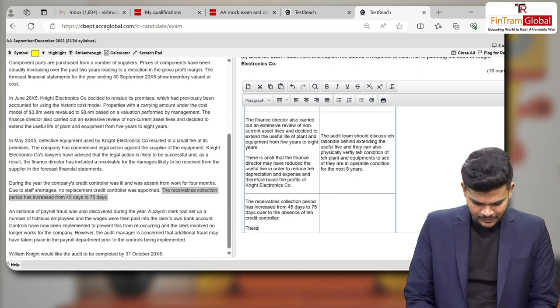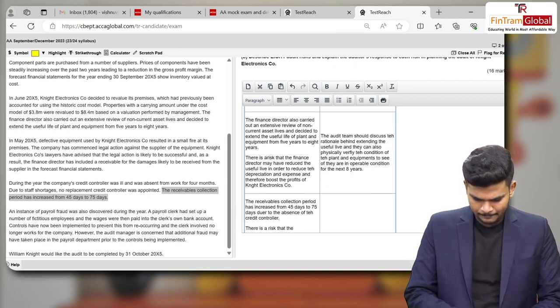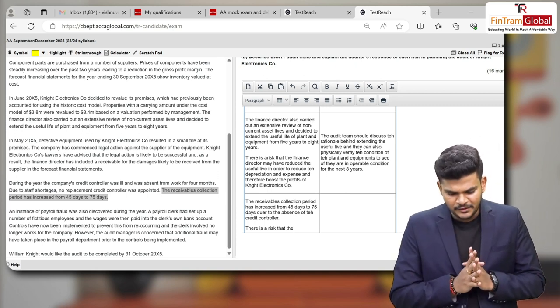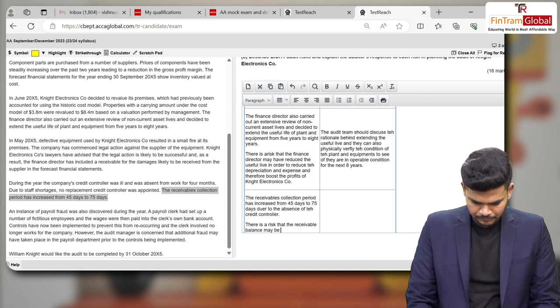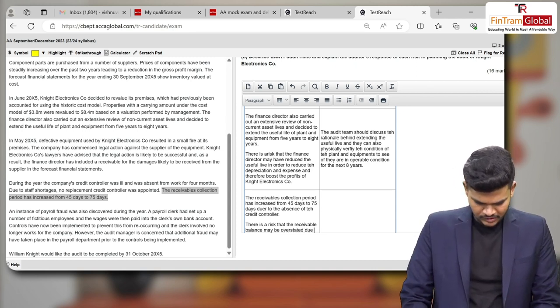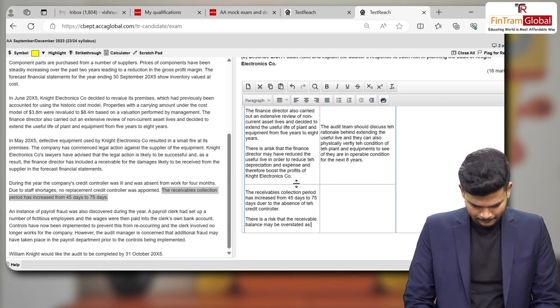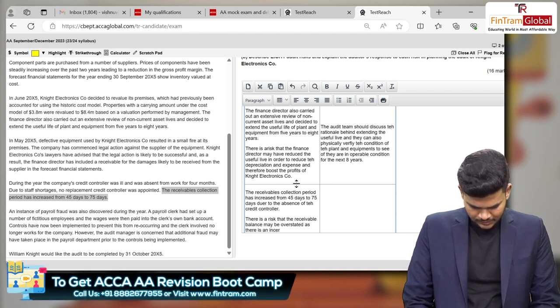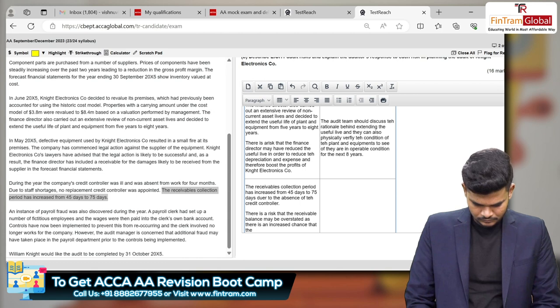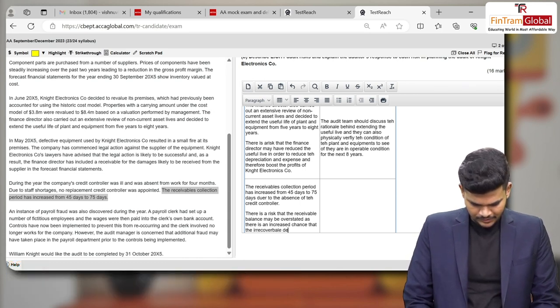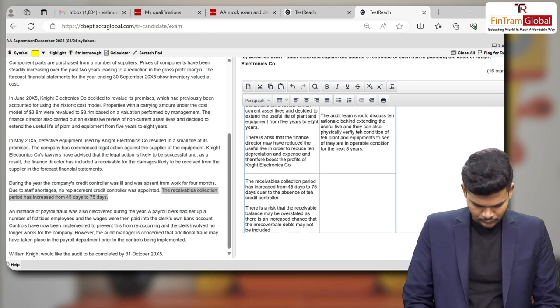Well, let me explain. There is a risk that this particular receivables balance may be overstated due to irrecoverable debts, as there is an increased chance that the irrecoverable debts may not be included appropriately.